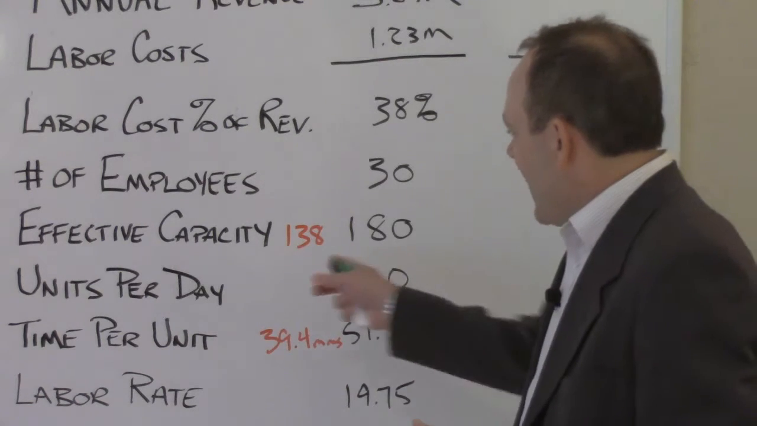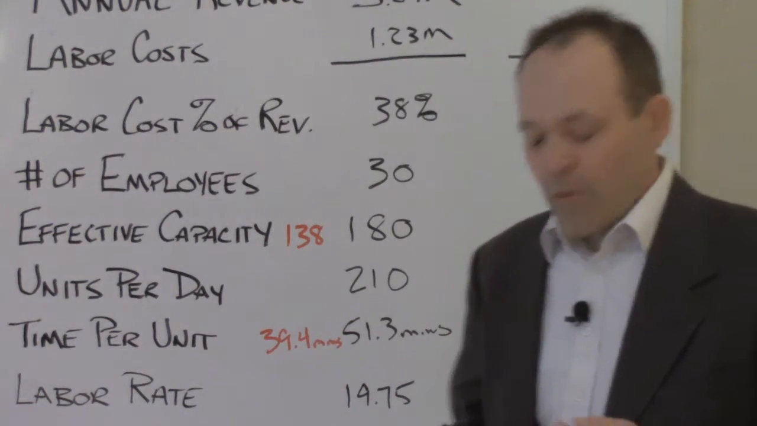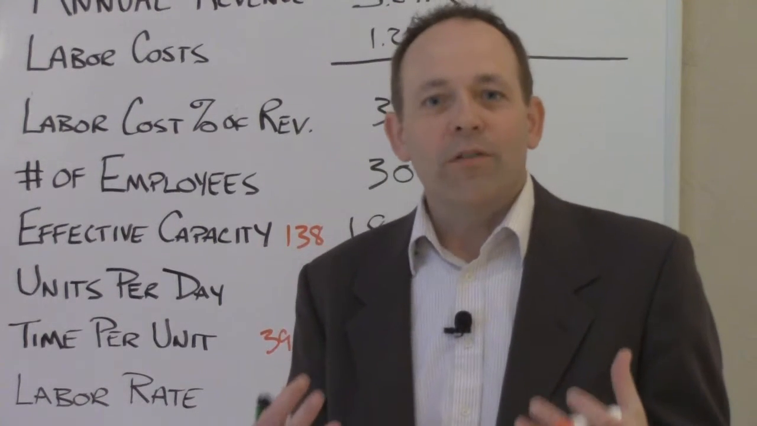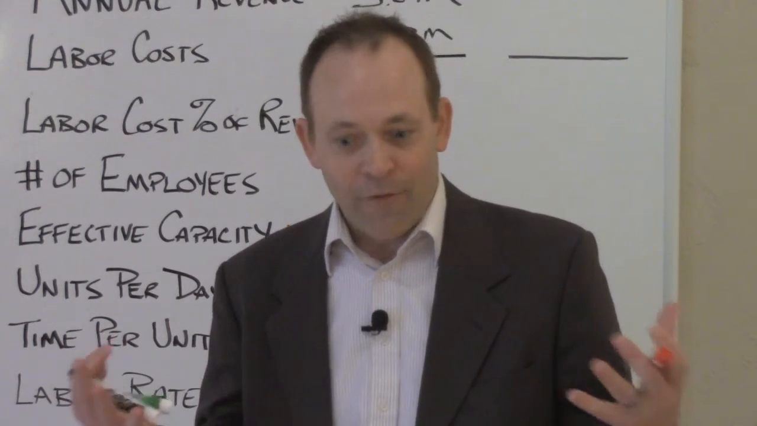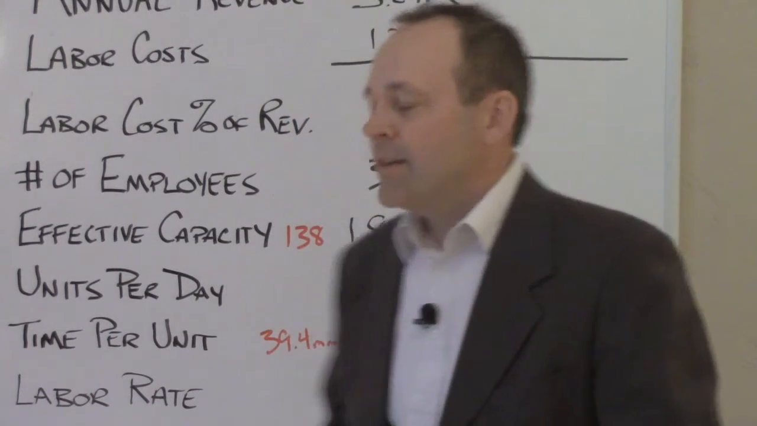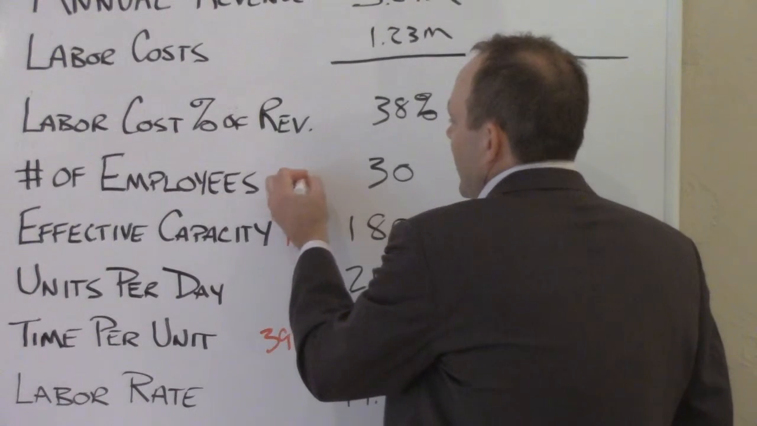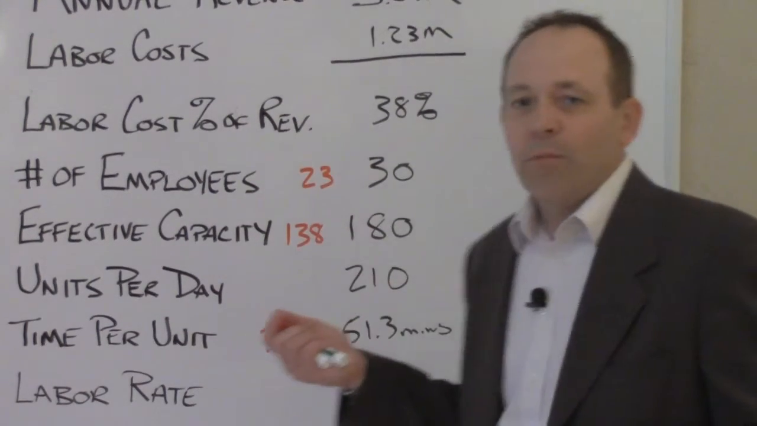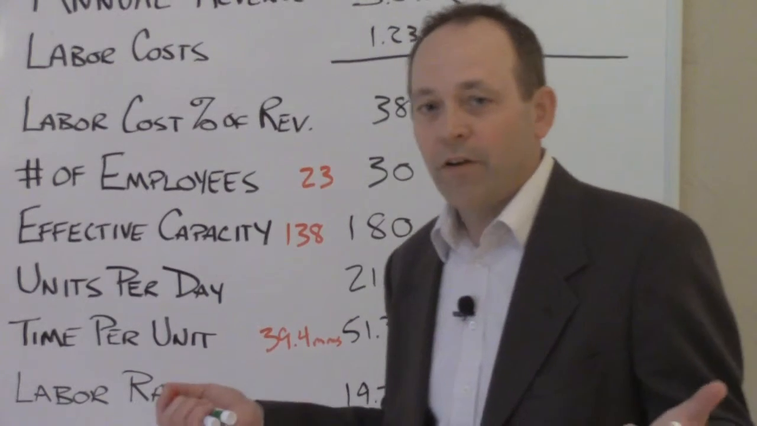So what happens with the 42 hours difference? Well, remember we said that we're expecting our employees on an individual basis to exert 6 hours of effective capacity. So if I take the 42 hours that I've now got available and divide by 6, I find out that I really don't need 30 employees, I only need 23. That's a difference of 7 employees. I've got 7 employees too many to produce the output that I'm looking to produce.